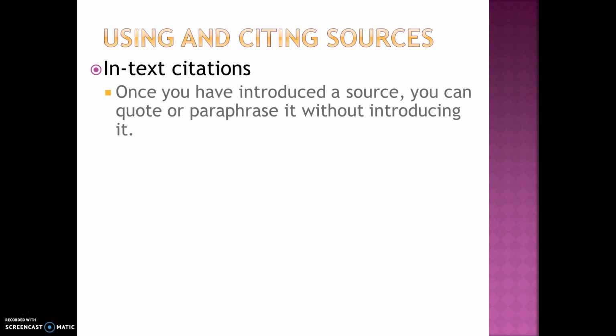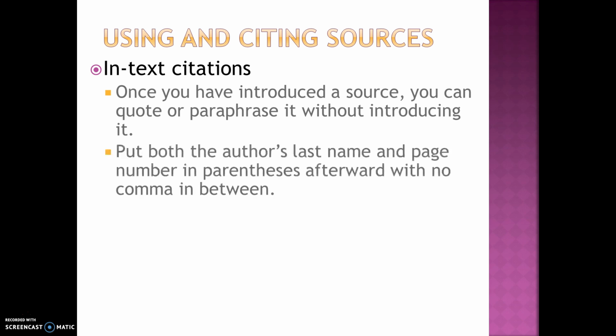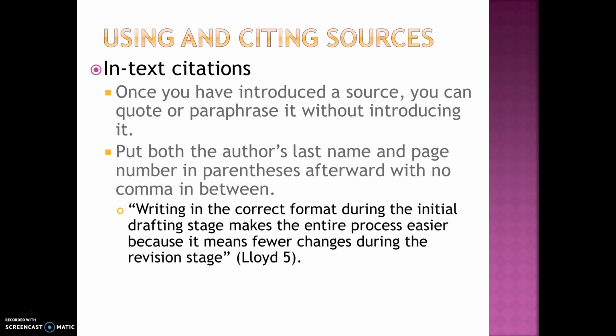But if you feel the information you're offering doesn't need the author mentioned again with the whole quote introduction because you've already done it, there is a way in MLA citation where you can do that. That's where the author's last name goes in the parentheses with the page number. So it's going to say, writing in the correct format during the initial drafting stage makes the entire process easier because it means fewer changes during the revision stage. Now the last name of the author is in here with the page number. And notice there's no abbreviation for the word page, and there's no punctuation. There's no comma between the last name and the page number.